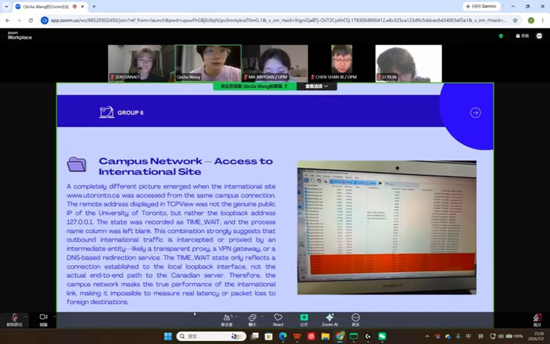Slide 2. Campus network access to the international site. But then we tried to access the international website from the same campus network. The result was very different. The connection did not go to the real server in Canada. Instead, it went to a local address on our own computer. This shows that the campus network is intercepting or redirecting international traffic. So any data we measure from the campus network for the international site is not real. It only shows the performance of the campus proxy, not the actual international link.